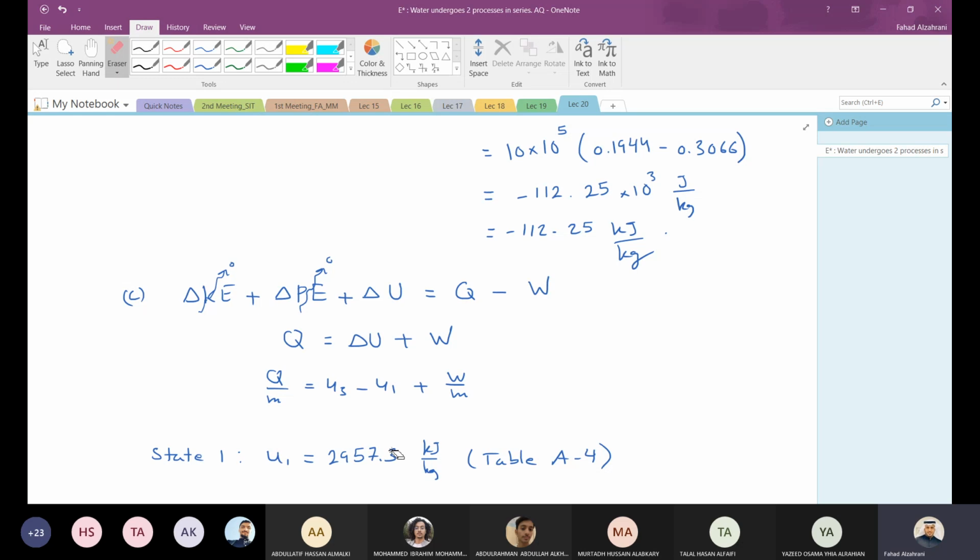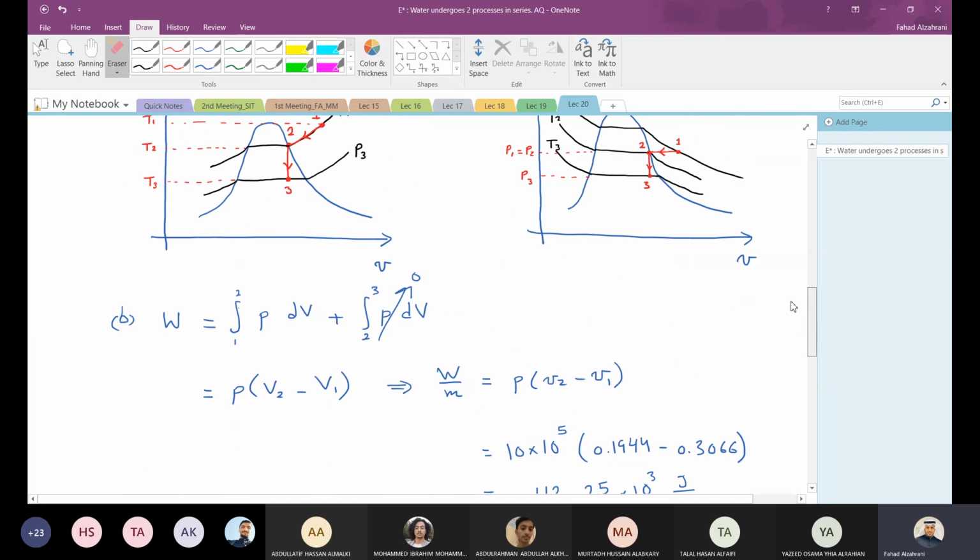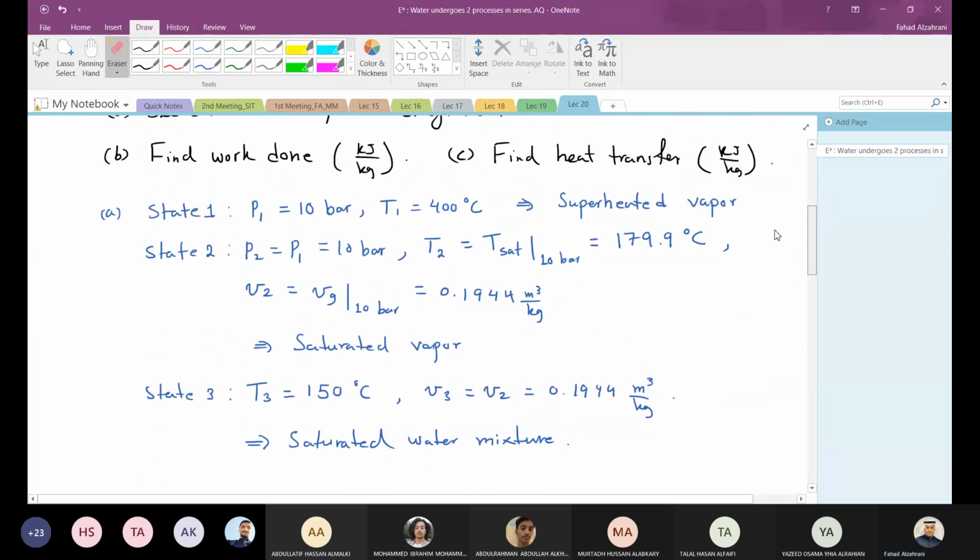Any idea? Using the X. Yes. So U3, state 3, is what? State 3 is a saturated mixture, right? So this is a saturated mixture.